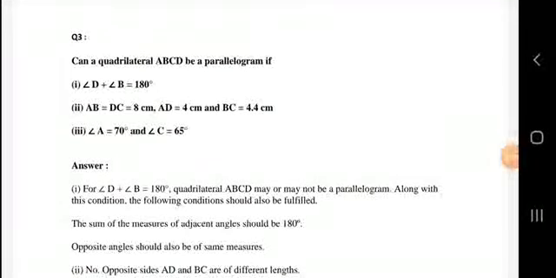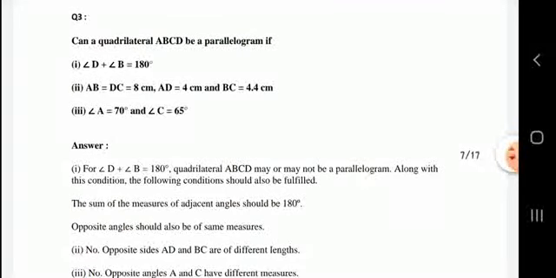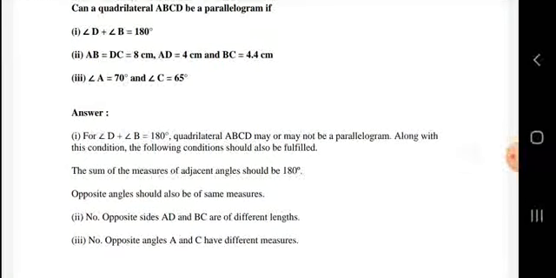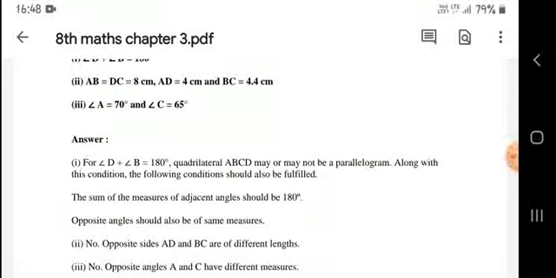Next, in that next sum they have given that angle D plus angle B is equal to 180 degrees. In that, ABCD may or may not be a parallelogram. Along with this condition, the following condition should also be fulfilled. The sum of the measures of adjacent angles should be 180. Opposite angles should also be of the same measure.